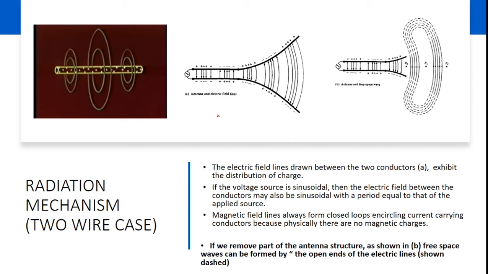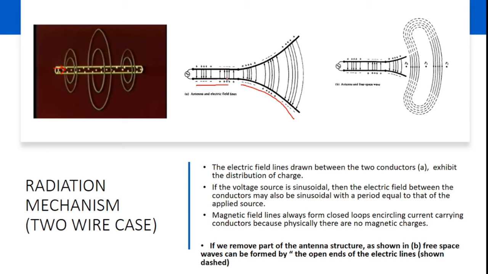Now let us see a two-wire case, which is the transmission line that we are very much familiar with. So we can see that this is the transmission line that we consider and this is an antenna that we are considering. Now the electric field lines drawn between the two conductors exhibit the distribution of charge. If you see this transmission line, for example, consider this conductor. Movement of charges is nothing but current. So within the transmission line, we are drawing the electric lines of force.